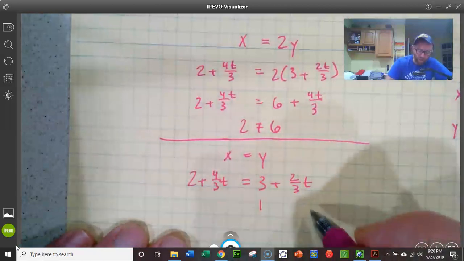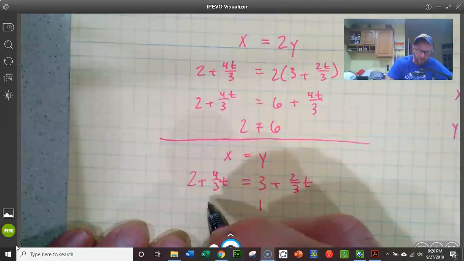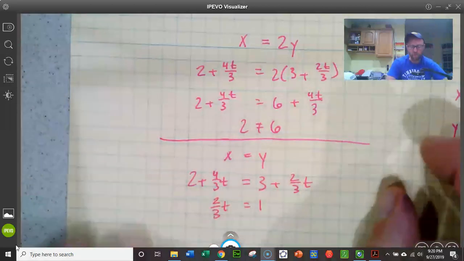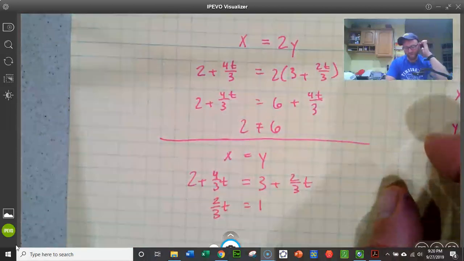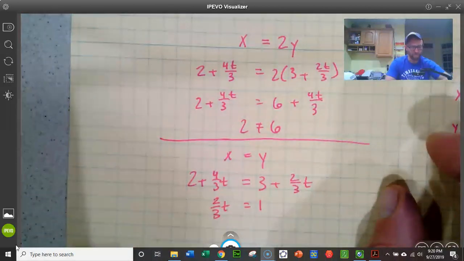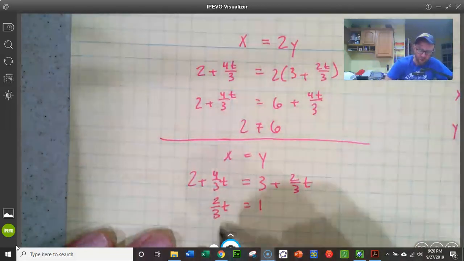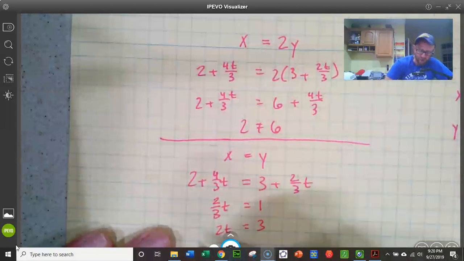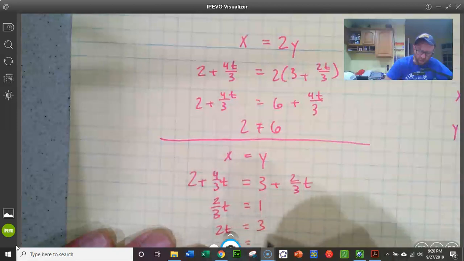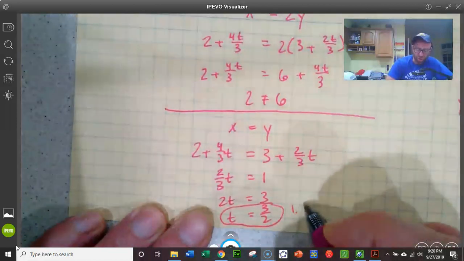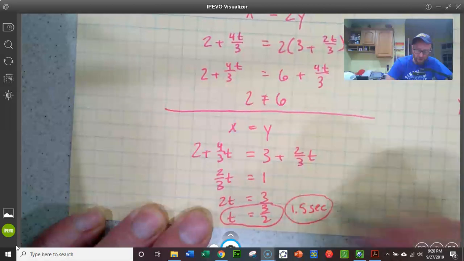Let's see. I'll subtract 2 from each side. That leaves us with 1 over here. I'll subtract 2/3 t from each side, leaving us with 2/3 t equals 1. Let's see, hold on for a second. So I'm going to multiply both sides times 3, and that'll give me 2t equals 3, and then divide by 2, and that gives us t equals 3/2, which is 1.5 seconds.